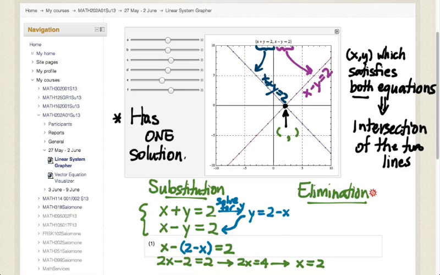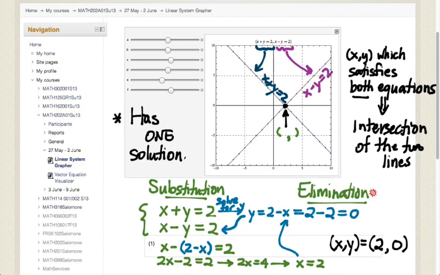Let's just, for the sake of ease, plug it into this equation which explicitly relates y to x. If y is equal to 2 minus x, then since x is equal to 2, y is equal to 2 minus 2. So, all told, we get a solution of our linear system of equations: x is equal to 2 and y is equal to 0. So (x, y) is equal to (2, 0).